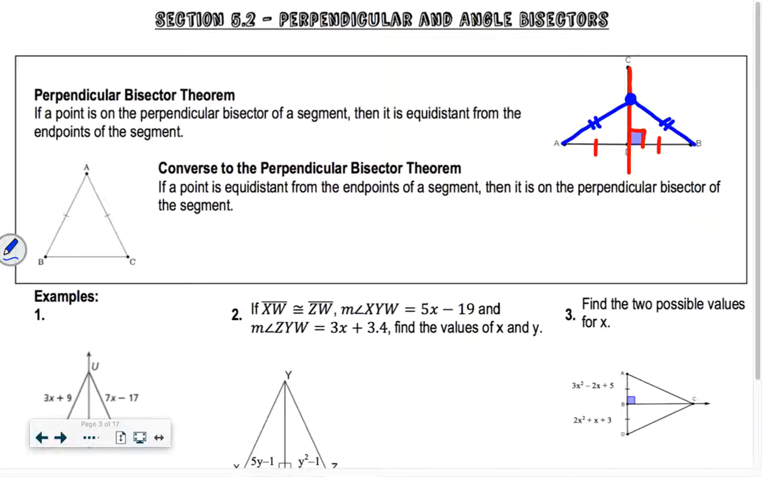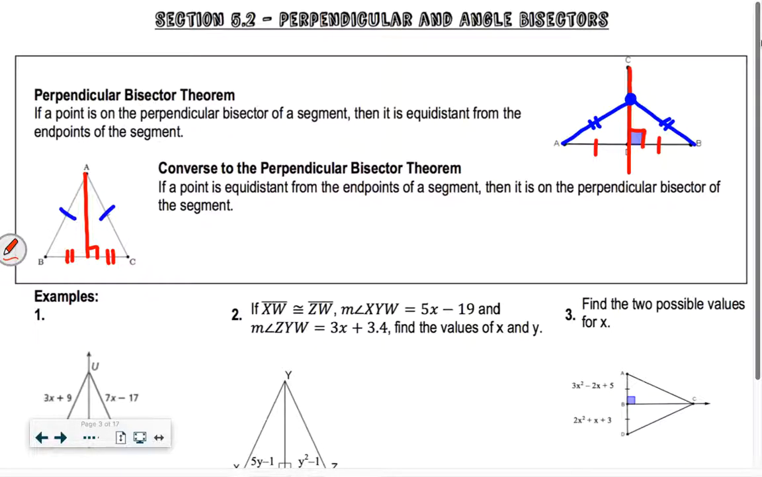All right, so the converse of the perpendicular bisector theorem says, if these two sides are congruent, then if I fold across this line that I'm creating in red, that is what we call a perpendicular bisector. So it creates a perpendicular angle, and these two segments are congruent. So it works in both directions.